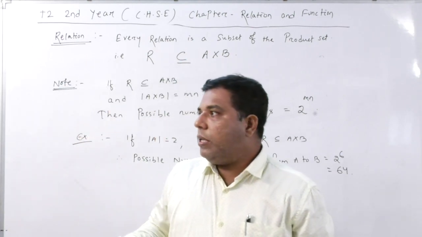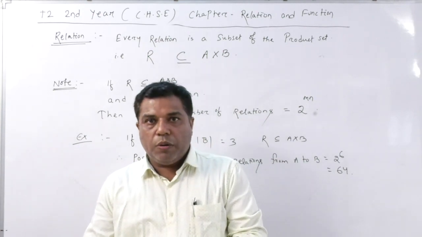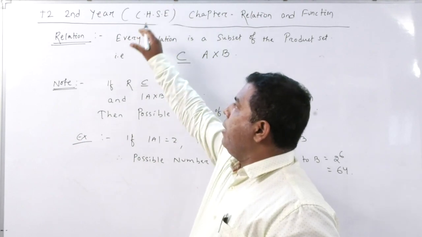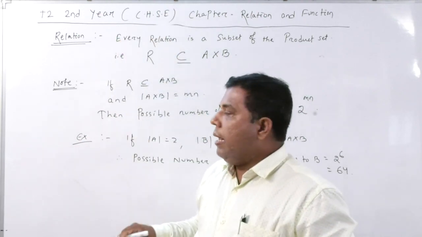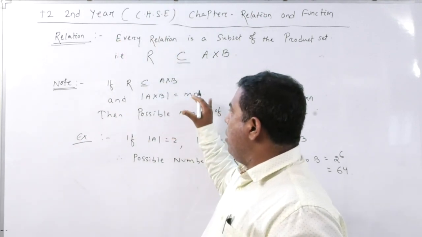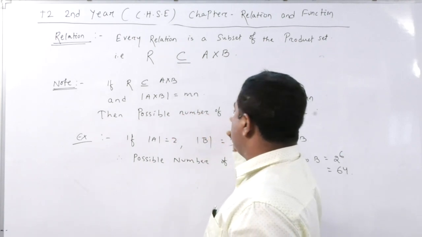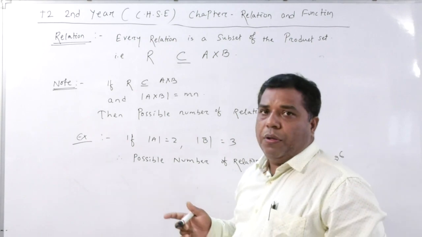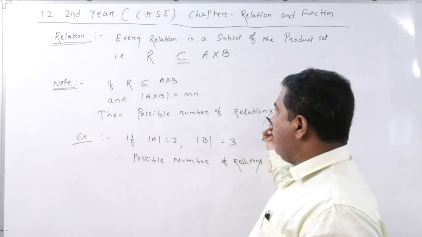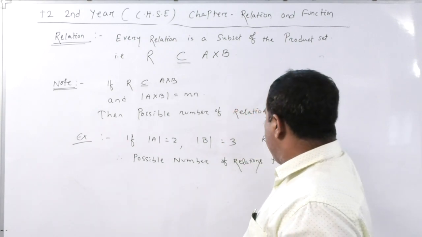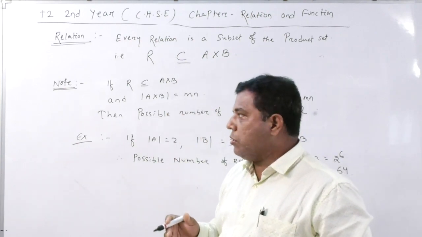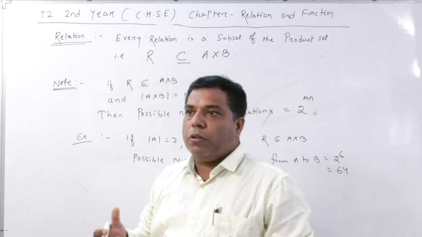Till now, what did we read? We read about the Cartesian product of two sets. Again, we read about the concept of relation and the total number of possible relations from A to B. These are the primary concepts of relations. Now, we move further.